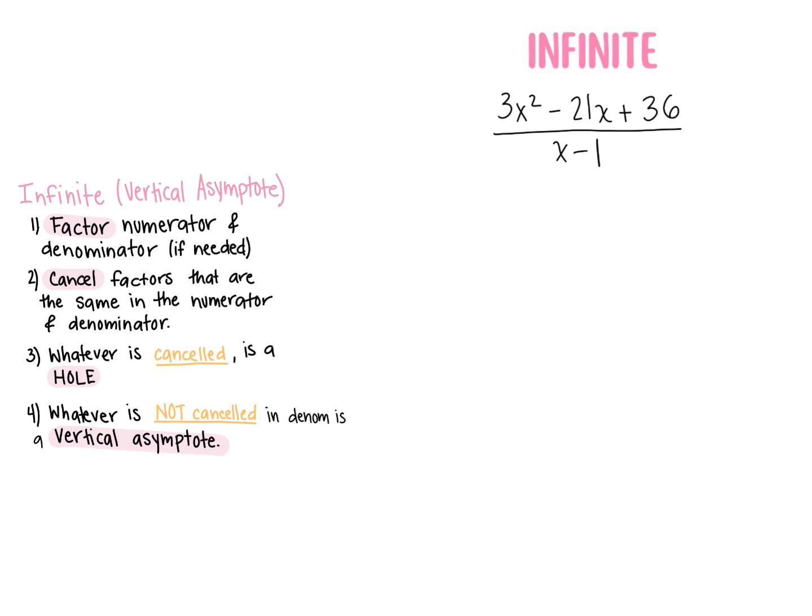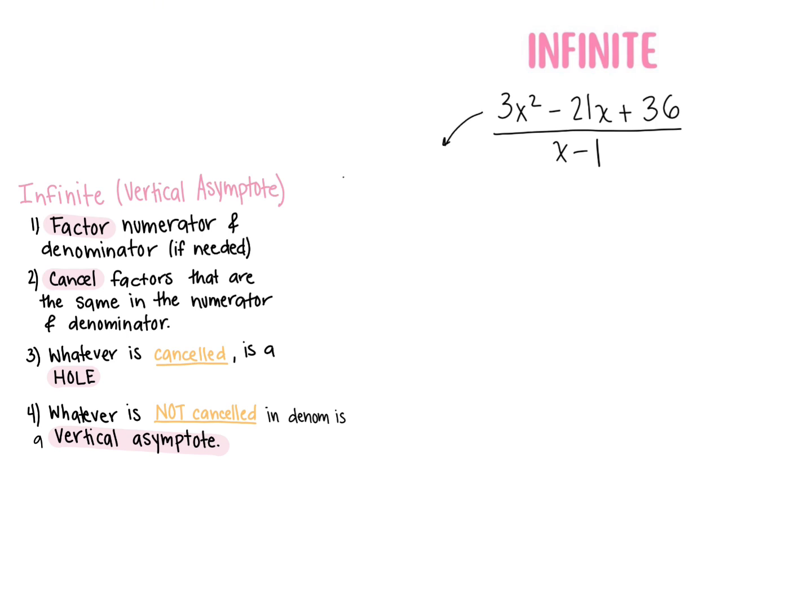So infinite discontinuities are essentially vertical asymptotes, and these are the 4 steps that you need to know. Step number 1 is factor the numerator and the denominator if needed. And I say if needed because sometimes either your numerator or your denominator will be in its simplest form. If we take a look at this problem up here, our numerator can be factored out into simpler terms, but our denominator is already in its simplest form, so there's not much factoring we can do. That means that if we follow step 1, all we're going to do is go ahead and factor out the numerator.